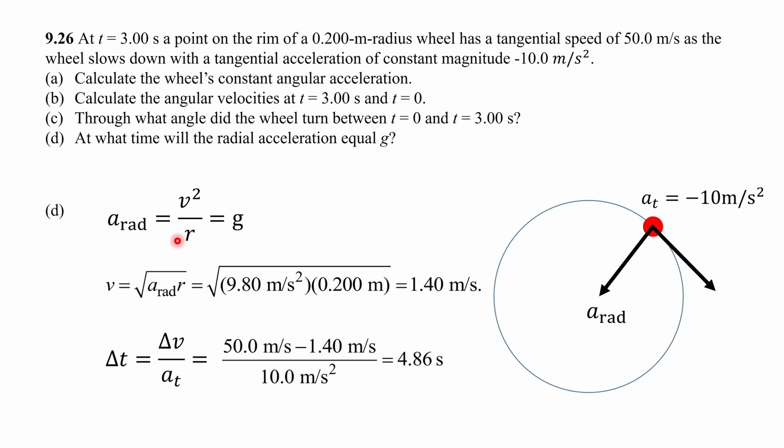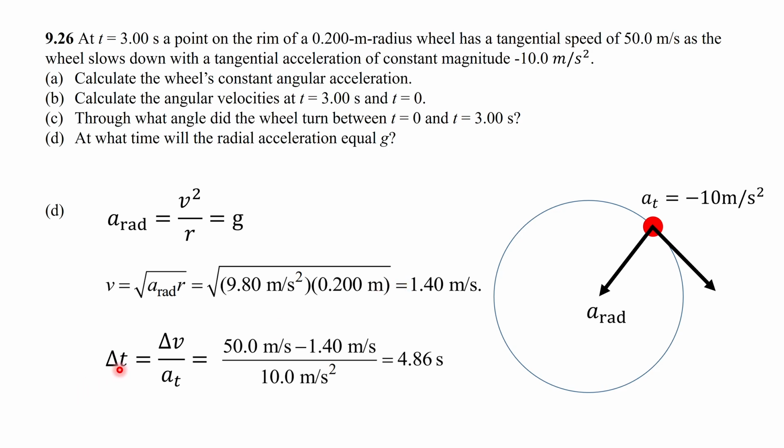And it asks what time it takes to reach the gravitational acceleration. So we just make these 2 equal, and we can solve for the linear velocity. We have 9.8 as the gravitational acceleration, and we have the radius 0.2. So we get the linear velocity, that's 1.4. Okay, so the next step is to calculate the time.